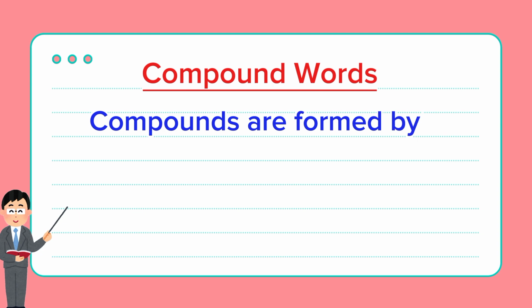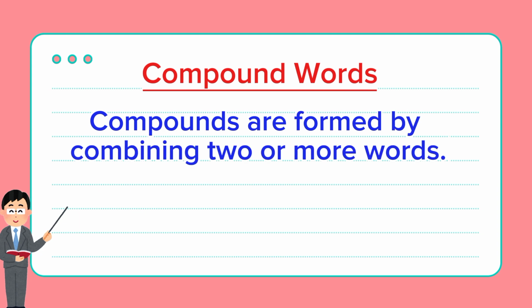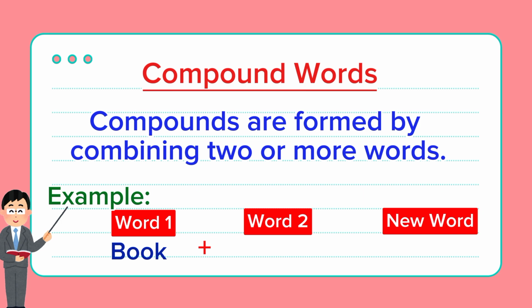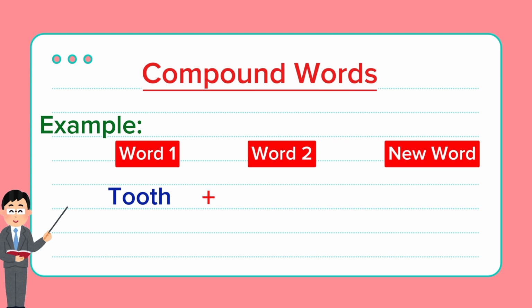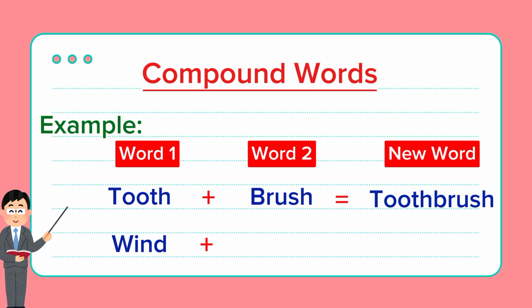Compounds are formed by combining two or more words. Example. If we add book and shelf, a new word is formed. Tooth. Brush. Toothbrush. Wind. Mill. Windmill.